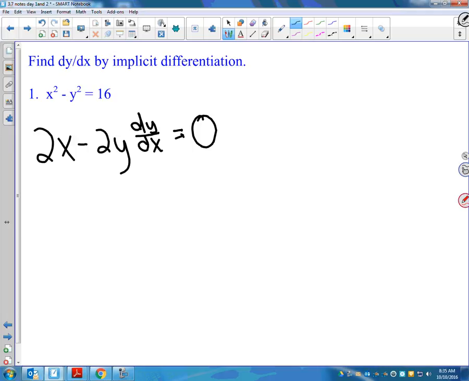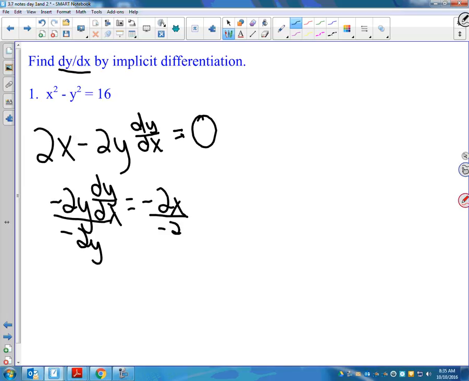And then we're trying to solve for dy/dx. So after you take the derivative, you're just going to do the algebra. And we just want to get dy/dx by itself, which in this case isn't so hard to do. I'm just going to subtract the 2x over. So that would give me negative 2x. And then I'm going to divide by negative 2y. And I'm going to get that dy over dx equals x over y. Because the negative 2's cancel out.